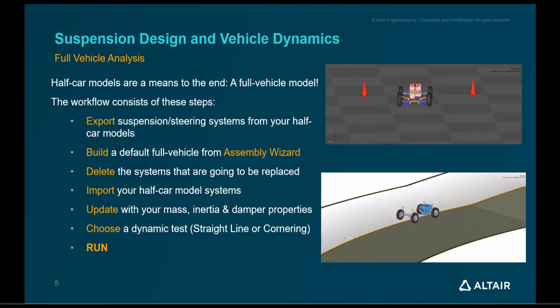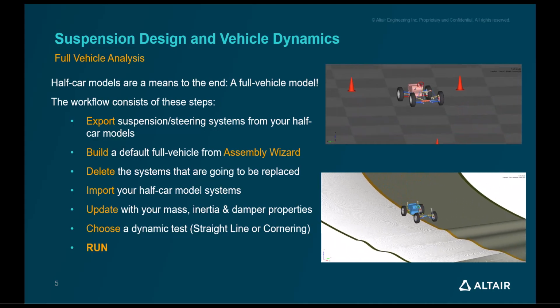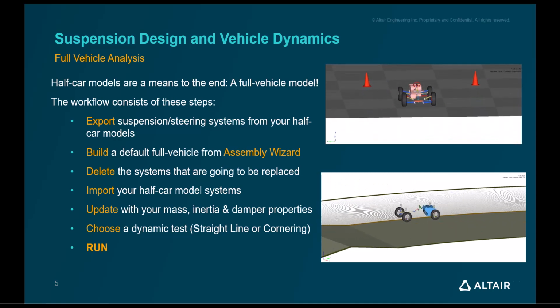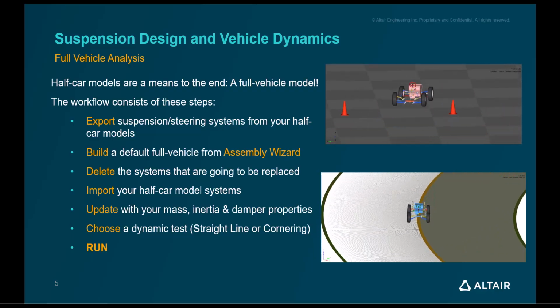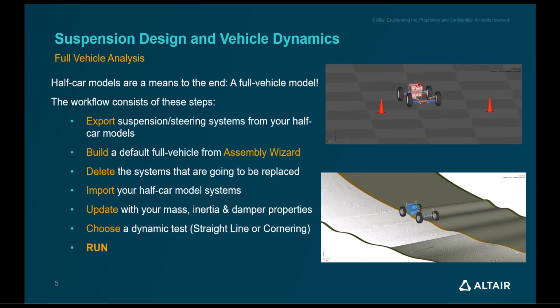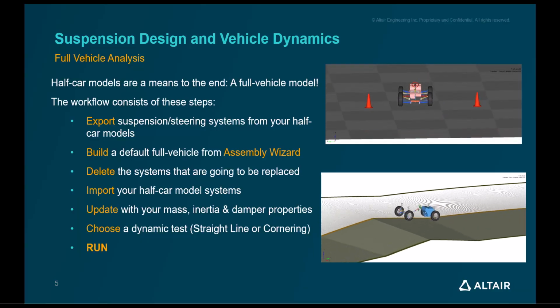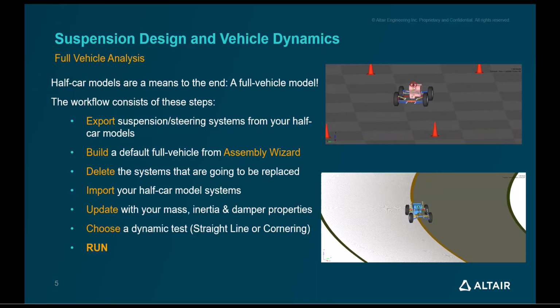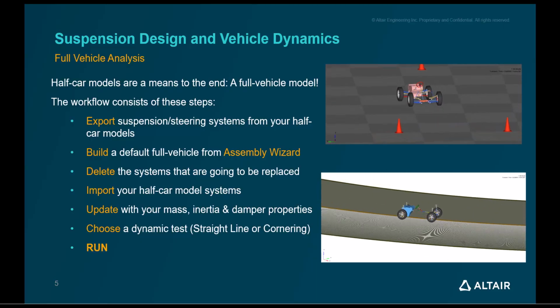Once you have verified each axle suspension, you'll be 90% complete. For the last finishing touches, you'll need to generate a full vehicle model. The workflow is simple. You'll need to export the suspension and steering systems from your half-car models, build a default full vehicle from the assembly wizard, delete the systems from that full vehicle that you're going to replace. Now import those half-car model systems.